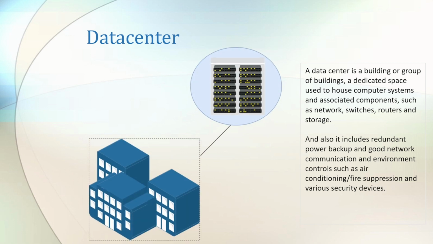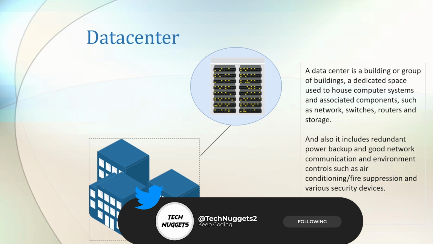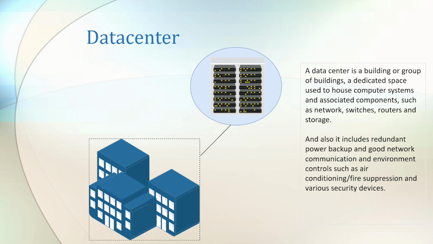So, in order to maintain all of this, it requires a redundant power backup because a data center needs to be available 24 by 7 and 365 days. It should also have a high-speed connection, so it should have good network communication. It should also have environment control such as air conditioning, fire suppression, and various security devices, in order to protect the data center.